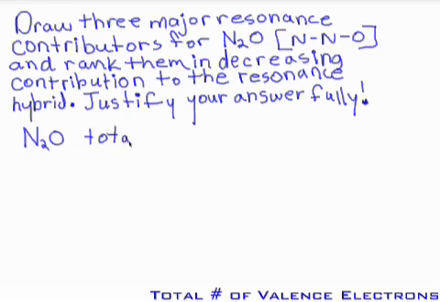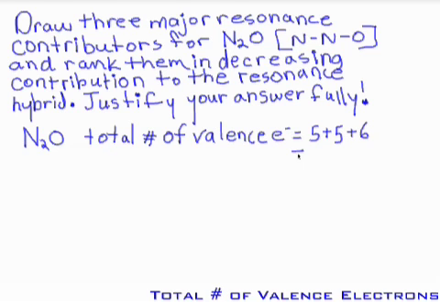Total number of valence electrons for N2O is 5 for one nitrogen, 5 valence electrons for the other, and 6 for oxygen, a total of 16 electrons.